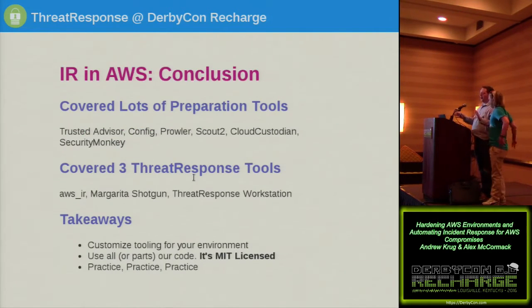All right, so in conclusion of the AWS IR section, we covered a lot of preparation tools and our three threat response tools. If there's any takeaway from this, it's make sure you customize your response to whatever your organization is, right? Practice using any of our tools that you want to use. If you find they don't do what you want them to do, feel free to just cherry-pick the parts you like, just take the code. It's MIT licensed. All you have to do is put the little copyright header there, and you're good to go.